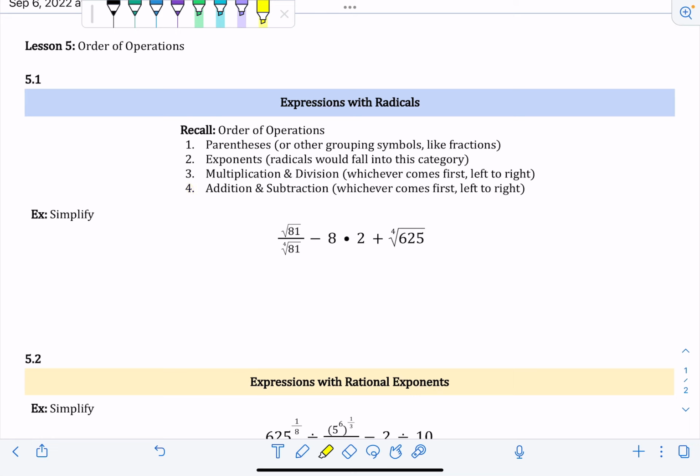Getting started with the first example, this one goes with workbook 5.1. From left to right, I have the square root of 81 over the fourth root of 81, minus 8 times 2, plus the fourth root of 625. The first step is to look for any parentheses or grouping symbols. I don't have any parentheses, but I do have this fraction, which we can consider a grouping symbol, so we want to simplify that first.